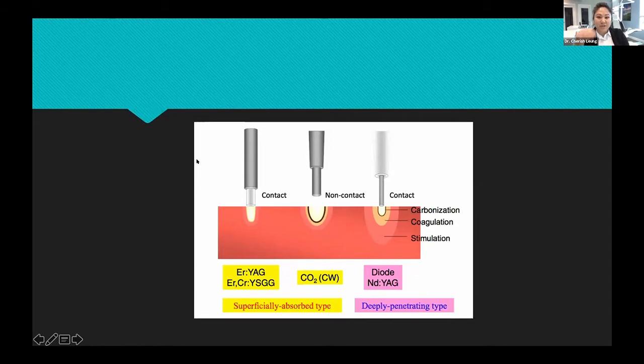Thanks. But you do also get a lot of the coagulation and the stimulation as well, without a lot of carbonization. So that's fantastic because when you're working there, you don't want to see a lot of charring of the tissue. You don't want to get that smell of burning meat. It's never pleasant, and then it freaks the parents out as well.